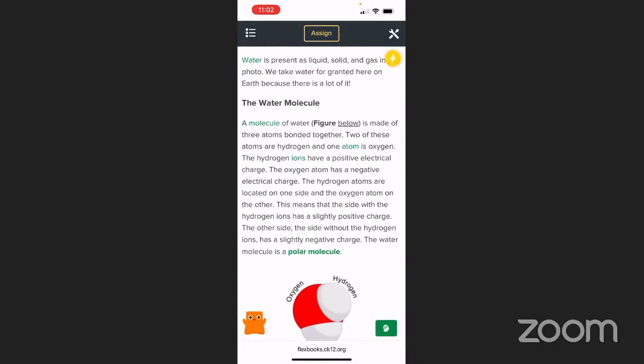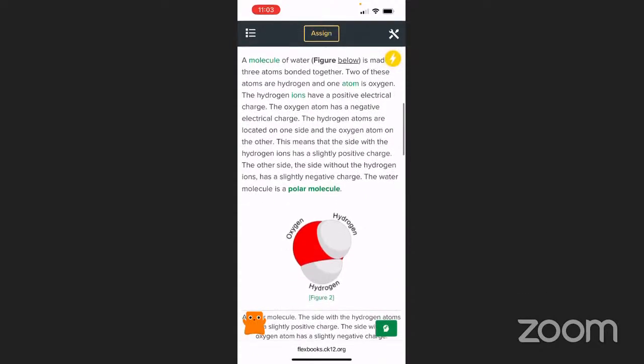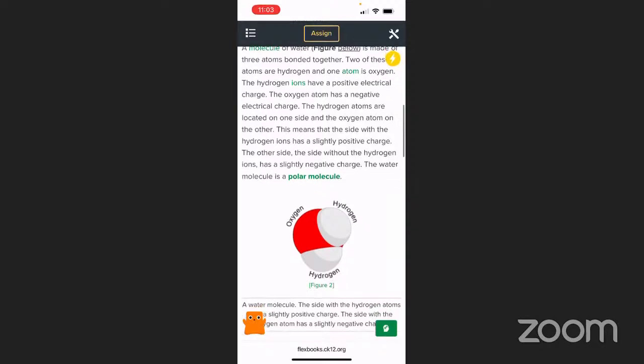The water molecule. Yes, a molecule of water is made up of 3 atoms bonded together. 2 of these atoms are hydrogen atoms. I can explain it like this: you see the small white round circles. They are hydrogen atoms, combined with one oxygen atom. So that makes H2O. Why? Because there are 2 H's and 1 O, right? So 2 hydrogen atoms and 1 oxygen atom make up water.